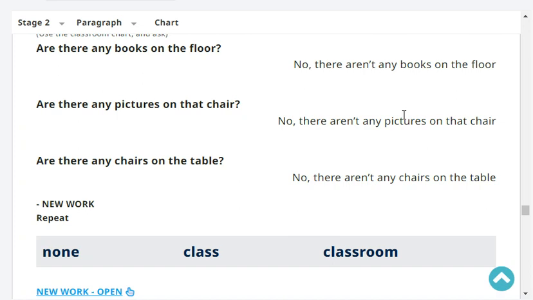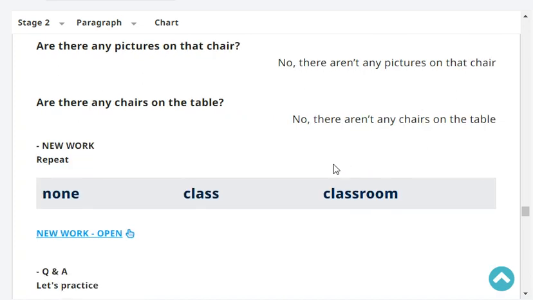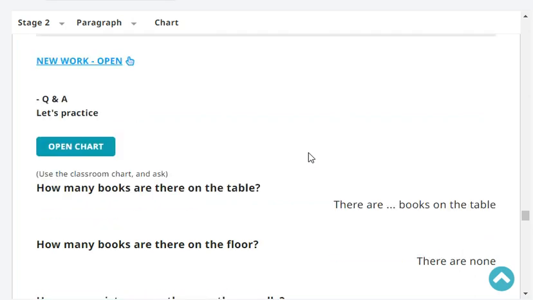Are there any chairs on the table? No, there aren't any chairs on that table. Very good. How many books are there on the table?